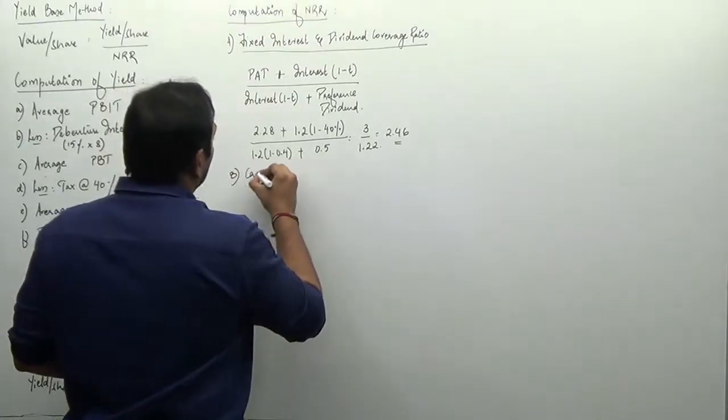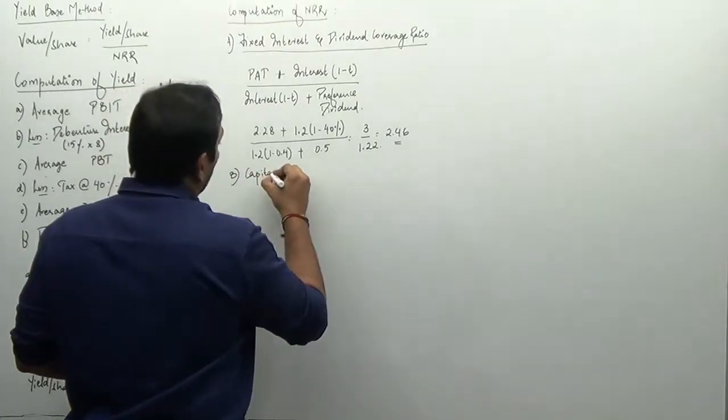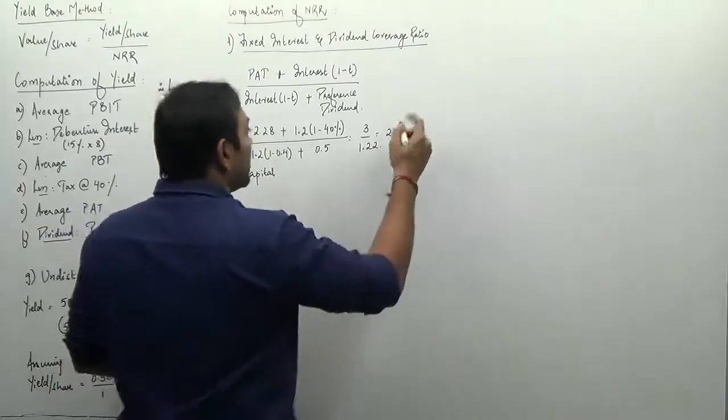Second one, capital gearing. Guys, you can write it here as adverse.